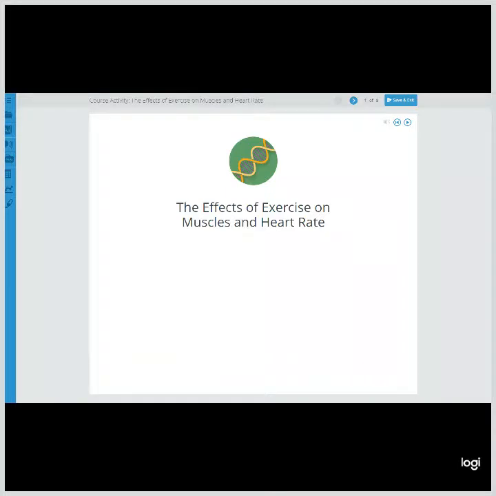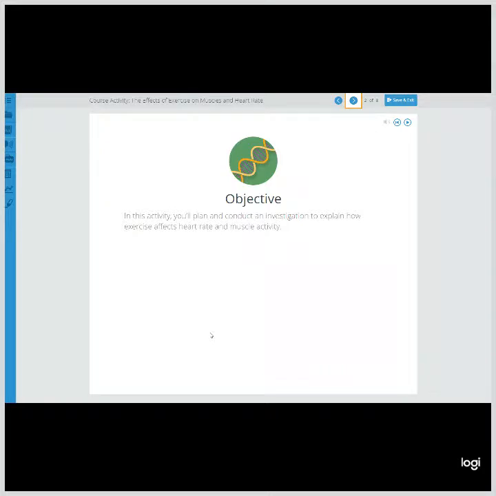On lab 3, we're going to look at the effects of exercise on muscles and heart rate, and we're going to see how it affects homeostasis in our bodies. Your objective. In this activity, you'll be planning and conducting an investigation to explain how exercise affects heart rate and muscle activity.